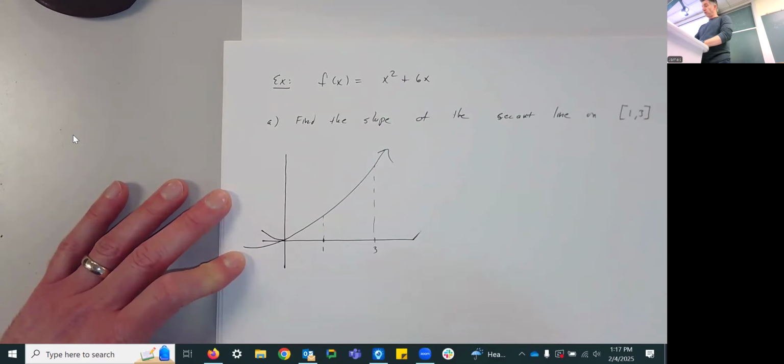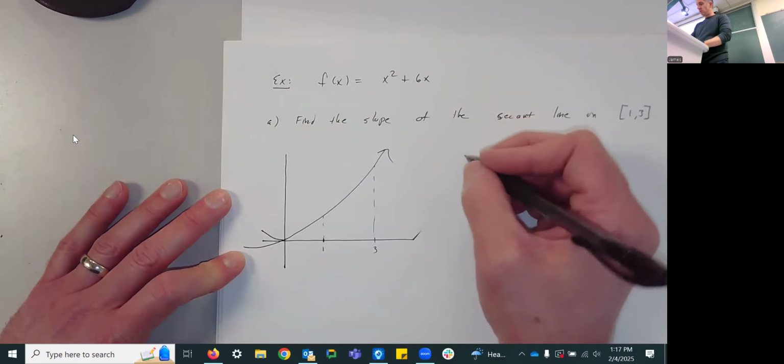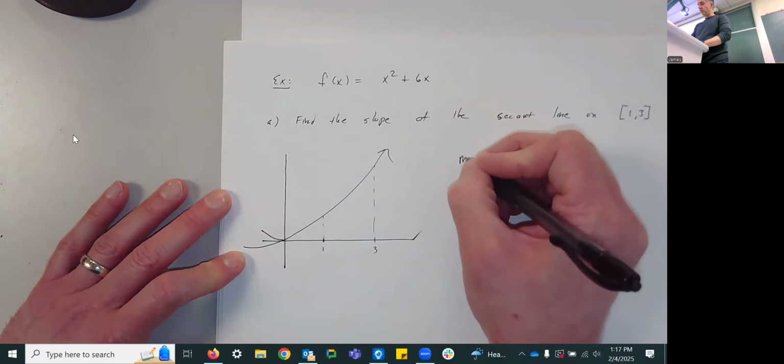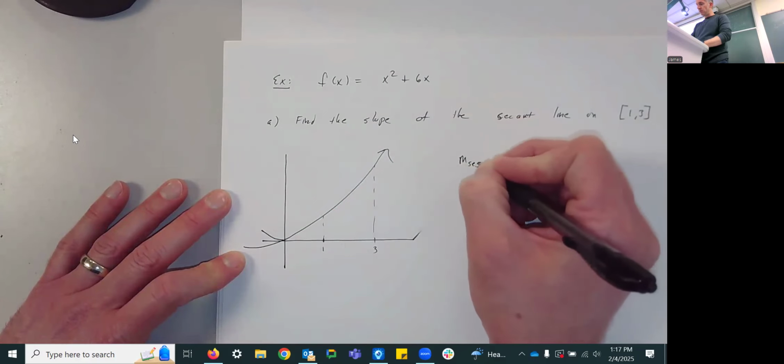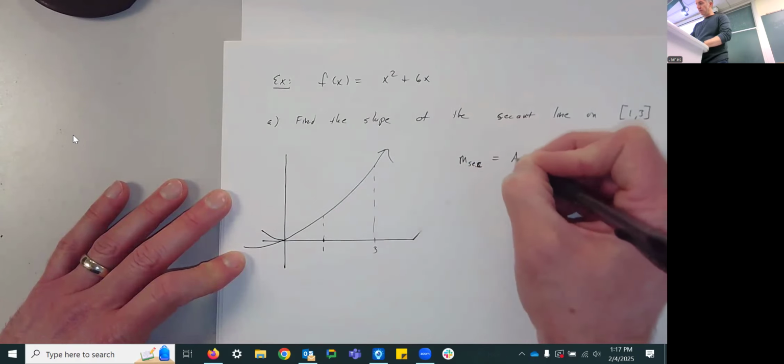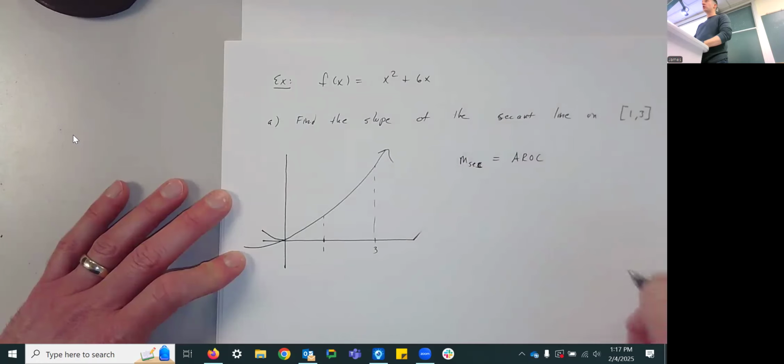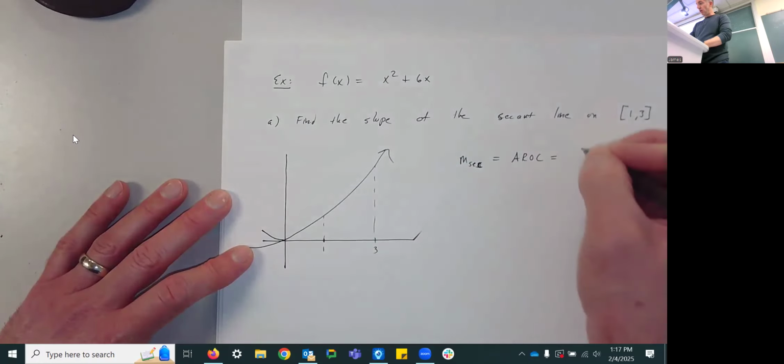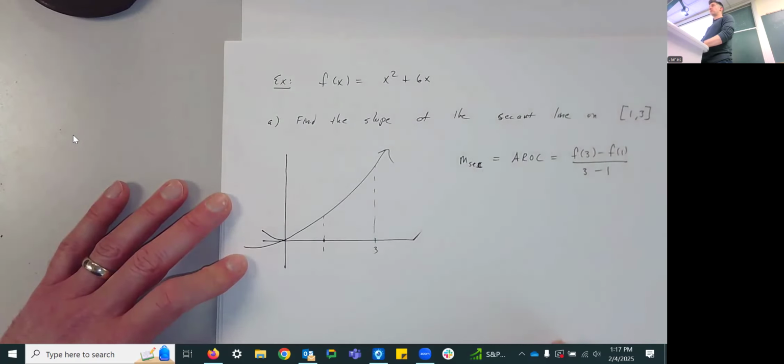Calculation is not terrible, right? The slope of our secant line, also known as the average rate of change, is just going to be f of 3 minus f of 1 divided by 3 minus 1.